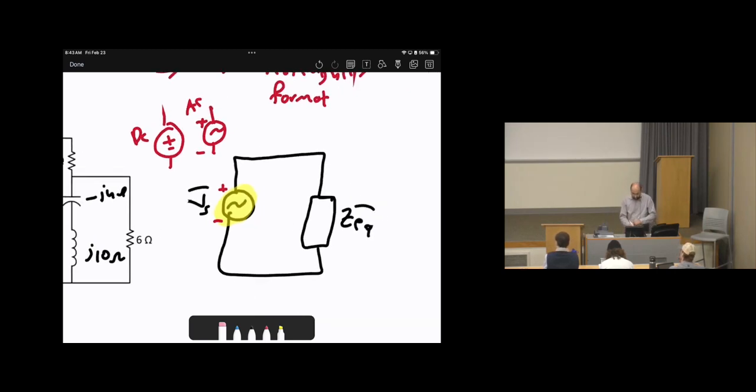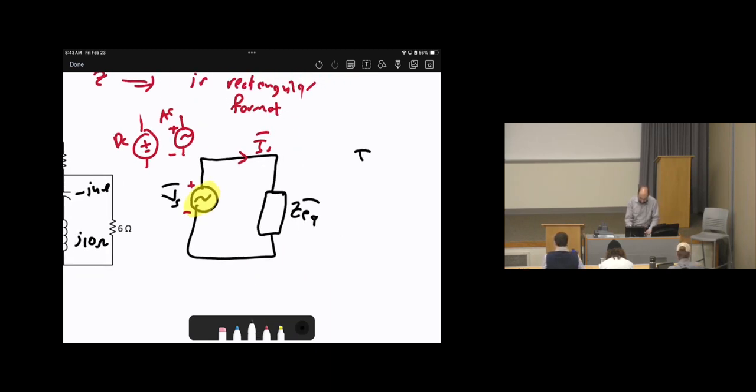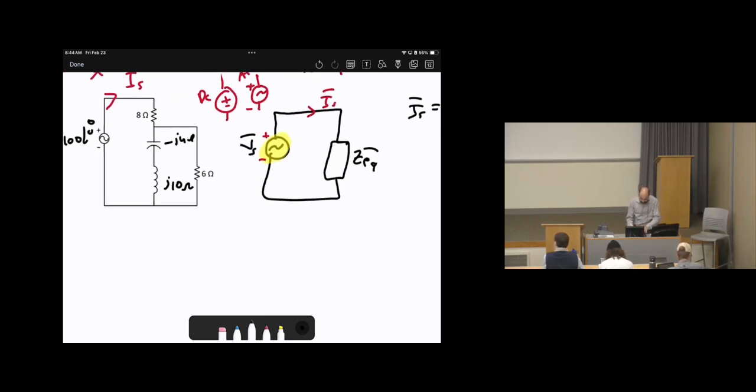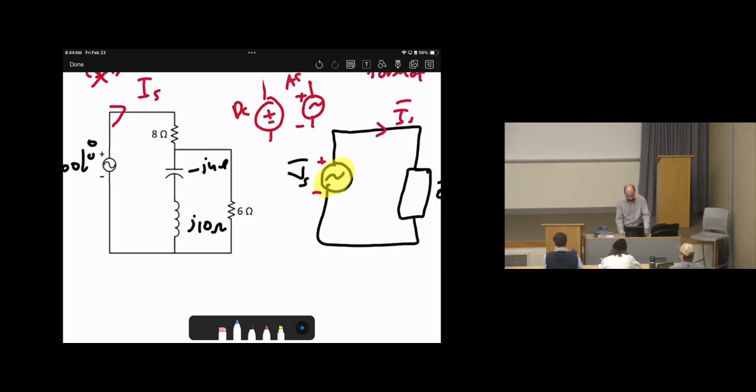Okay, then our target is to find Z equivalent. So we can say that I source equals V source over Z equivalent. That's the key. That's how we find I source. So now the problem is how to find Z equivalent. Let's look at this part. We don't need to isolate it actually. We can simplify it this way.